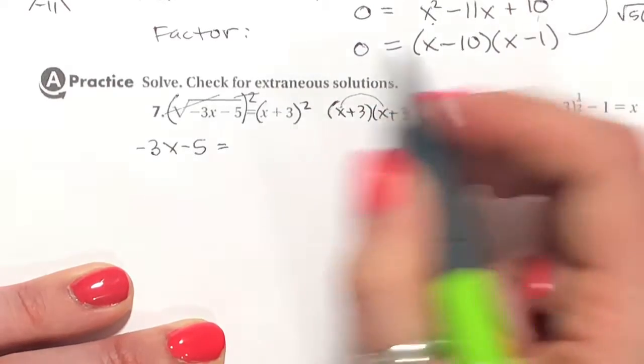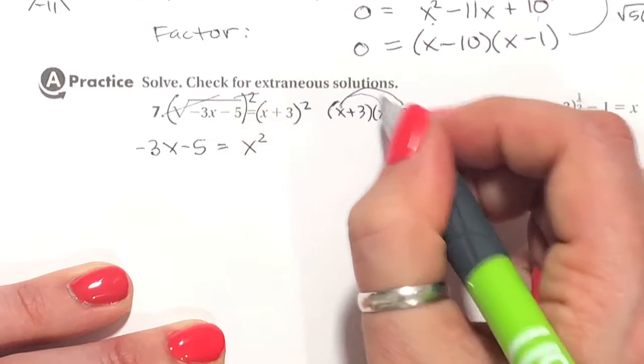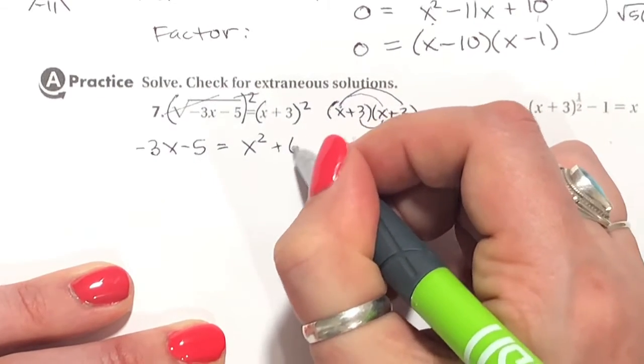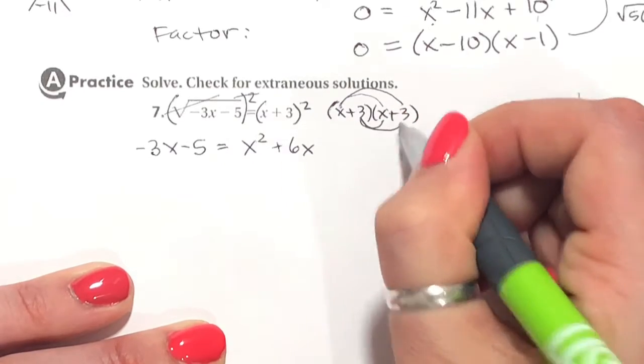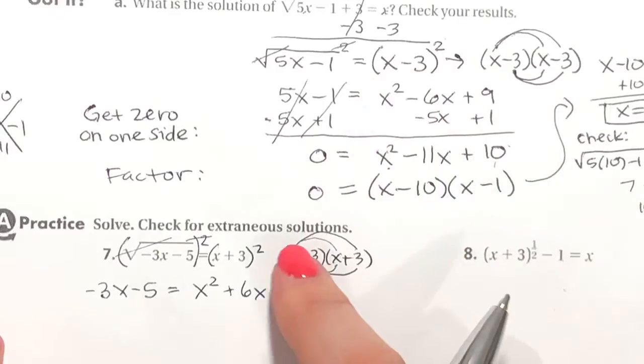So I get x times x is x squared. X times 3 is 3x. But then I get another 3x. So 3x plus 3x is 6x total. And then 3 times 3 is 9. Really similar to what we just did up here, except that was a minus and now we have pluses.